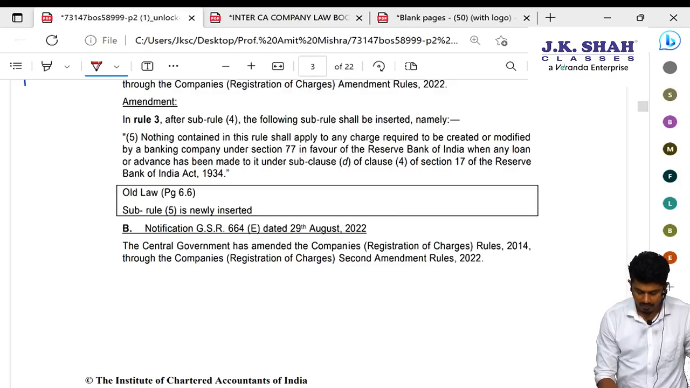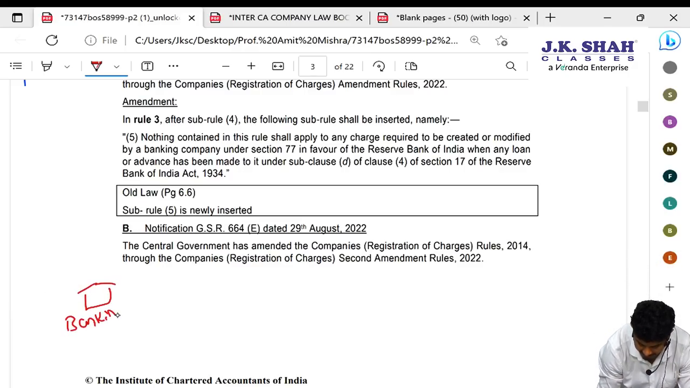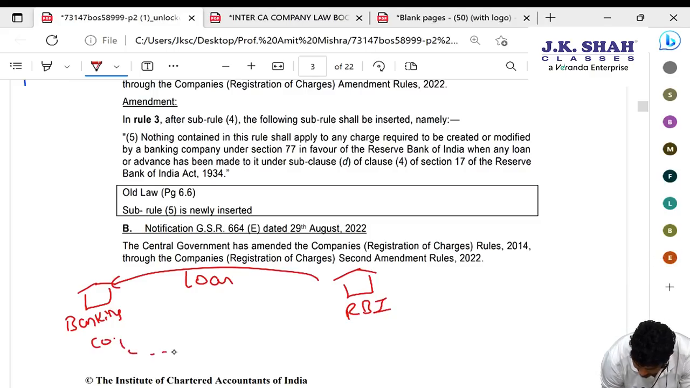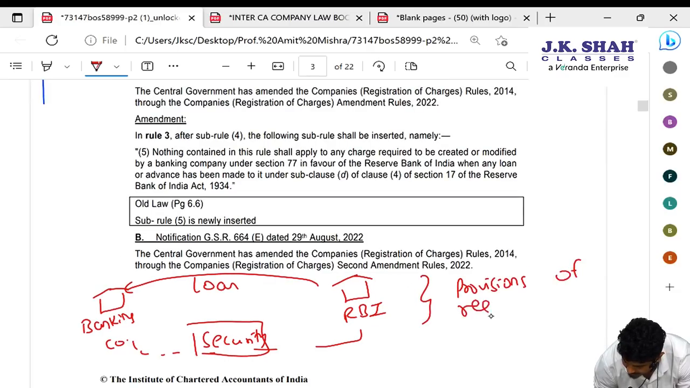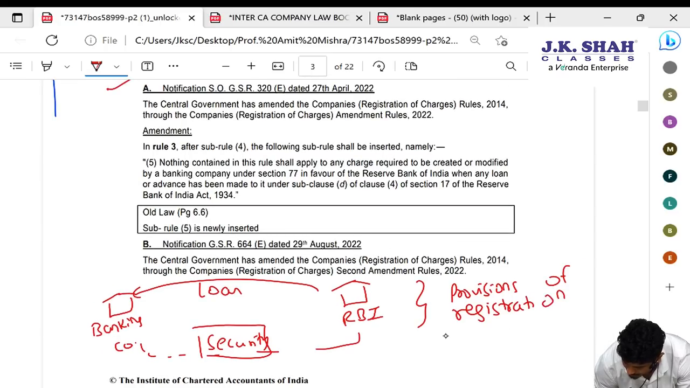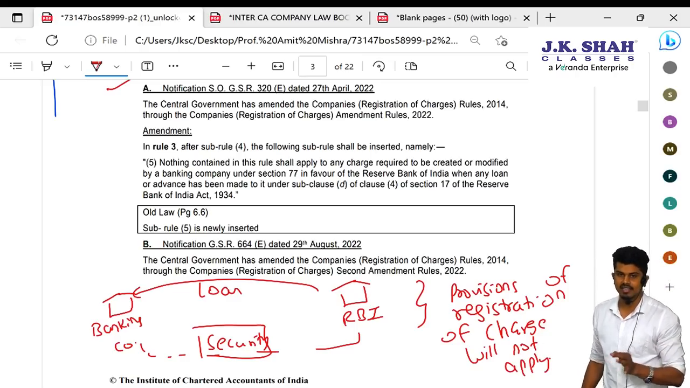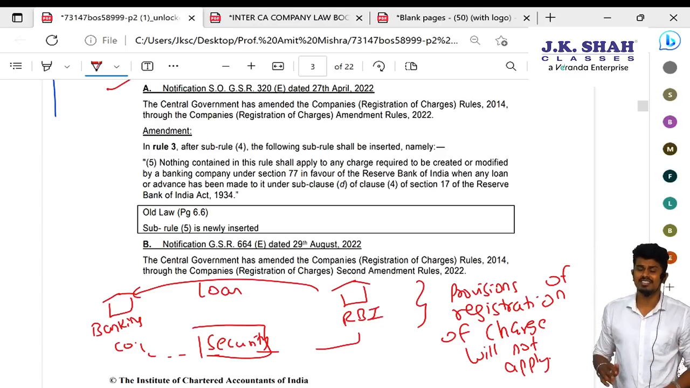So now the amendment is, if a banking company has taken a loan from RBI and has kept something as security with RBI, then the provisions of registration of charge will not apply. Yes or no? I repeat, if a banking company has taken a loan from RBI and has kept something as collateral or security with RBI, then the provision of registration of charge will not apply.